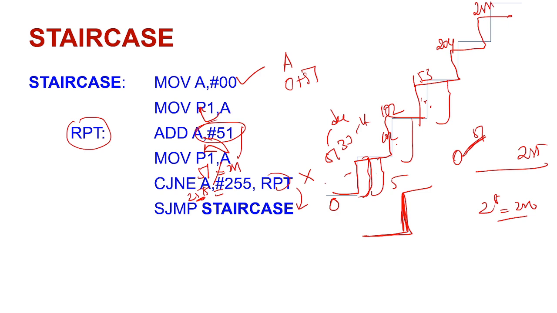So this is the logic of the program. After going to this short jump staircase label, it will again start the process of creating the staircase waveform.